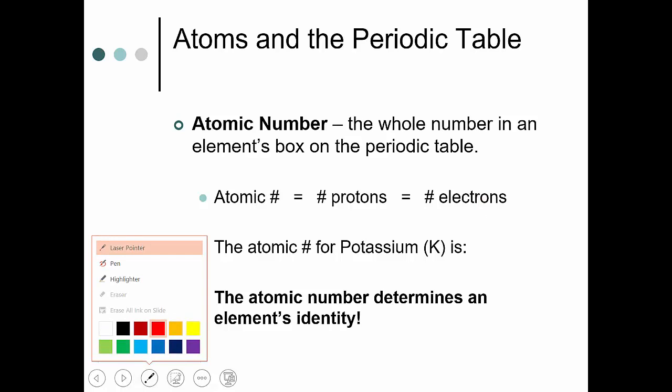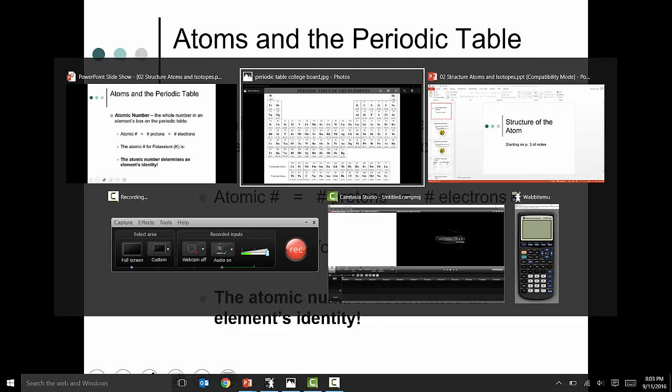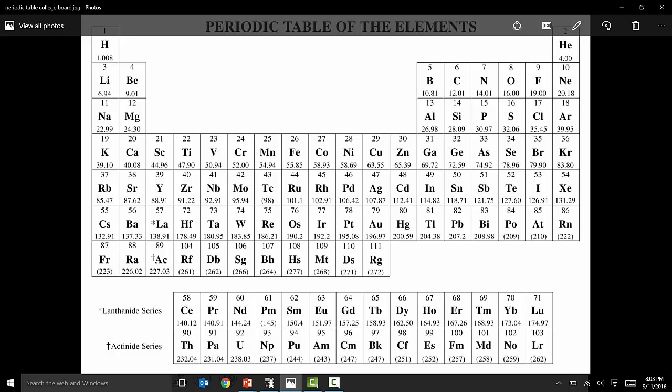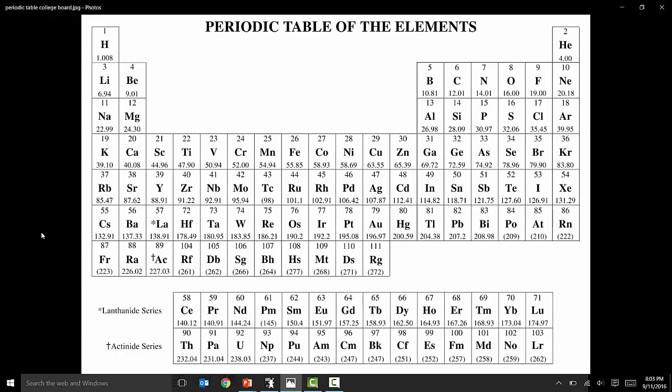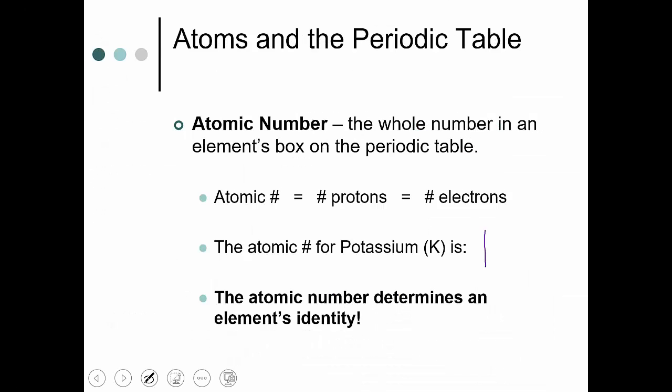So if we take an example and we look at potassium, it says the atomic number for potassium is, so we want to look back at the periodic table and find potassium. Potassium is up here, okay? And again, the number up here, the integer number, is the number of protons. So for potassium, it's 19. So the atomic number is 19. So that also means it has 19 protons and 19 electrons.